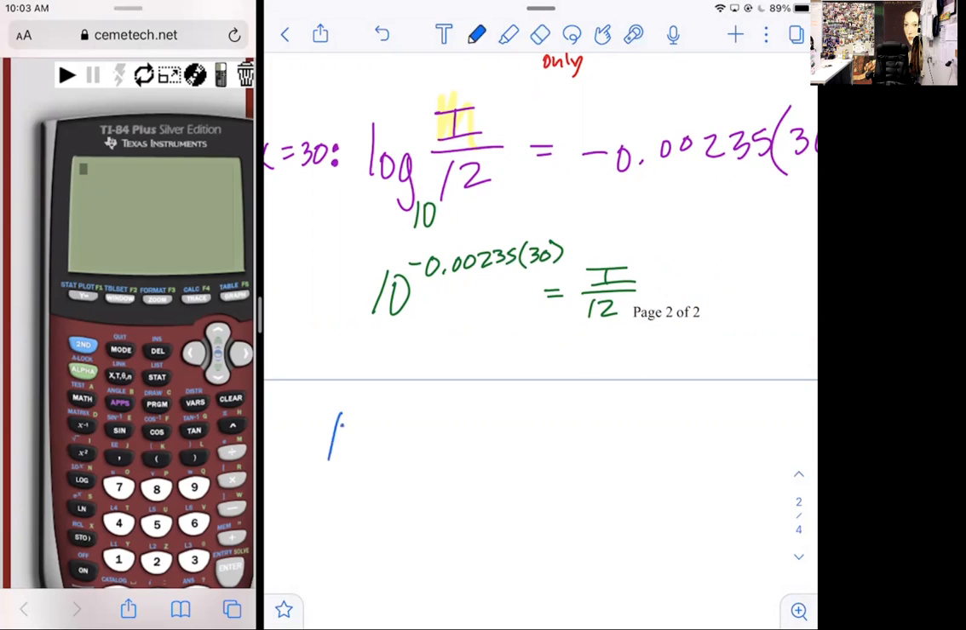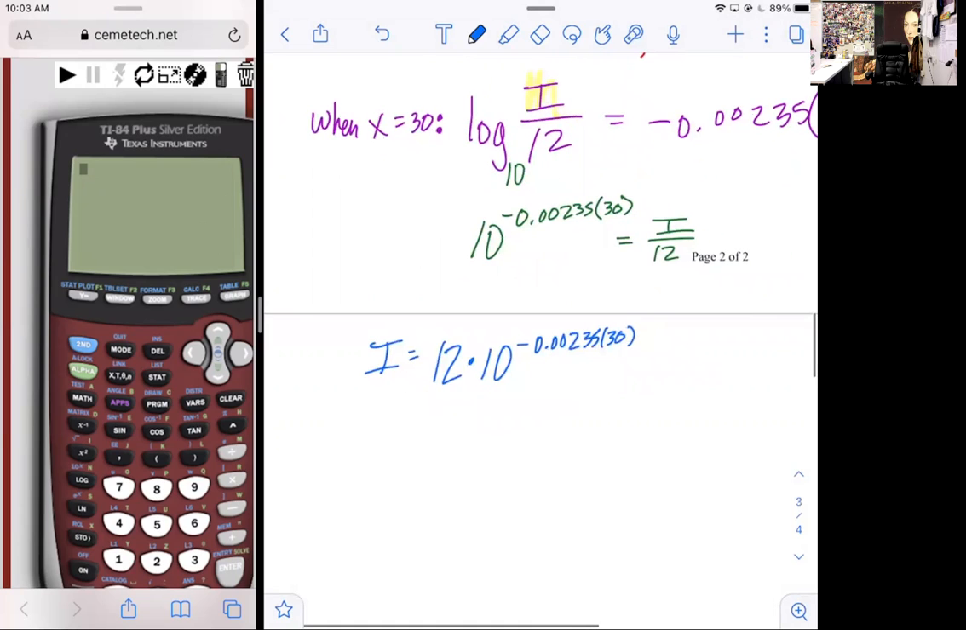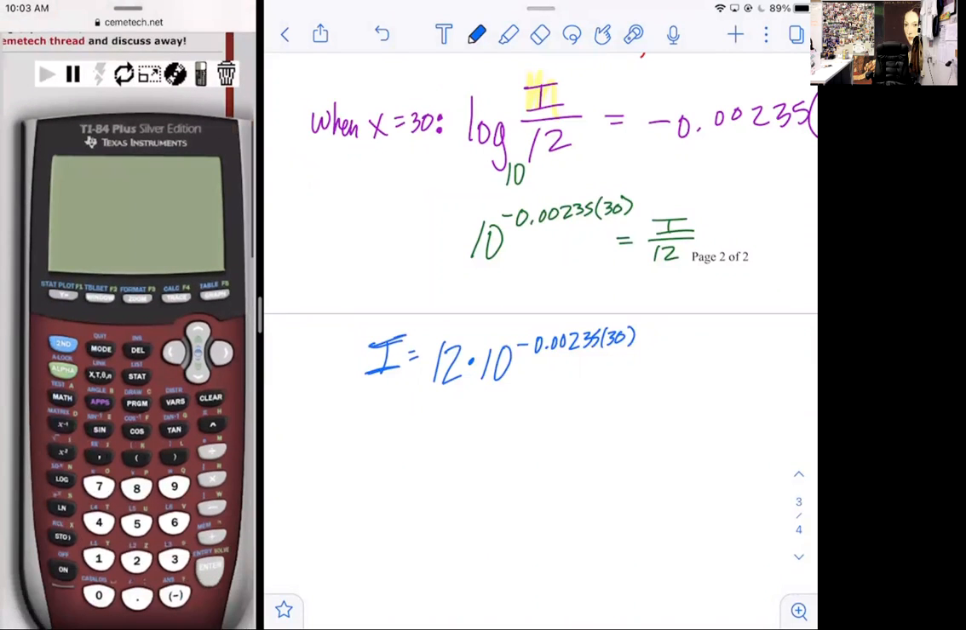And I know that I'm going to get 12 times 10 to the negative 0.00235 times 30th, or to the 30th. And I know that that's going to equal I. So now I'm going to put that I on the left-hand side. I solve for I one time. Okay, now I'm going to go to my calculator. Go to the calculator. Now, finally, I'm just going to type that in.